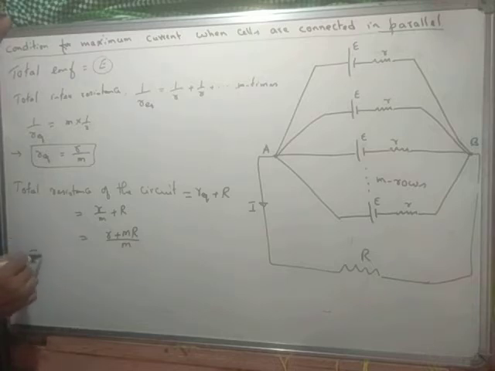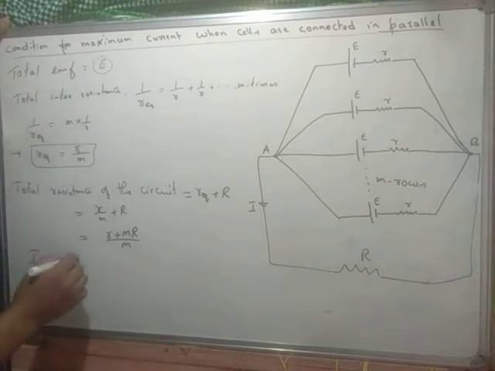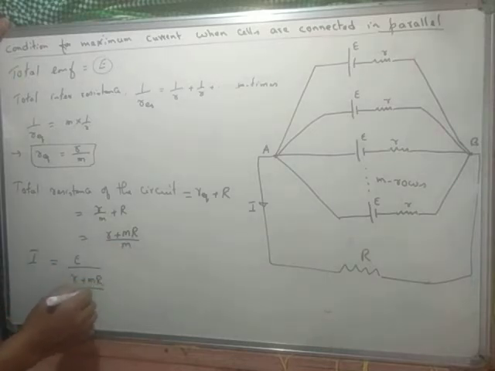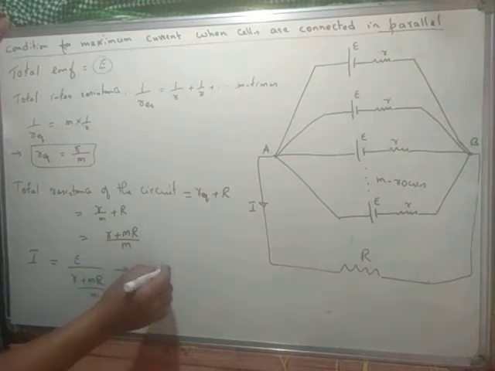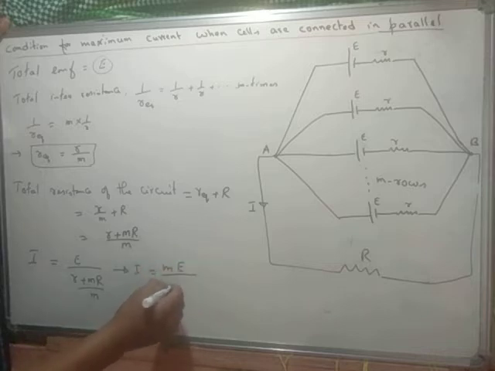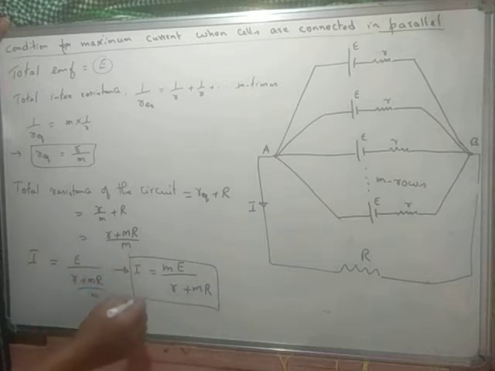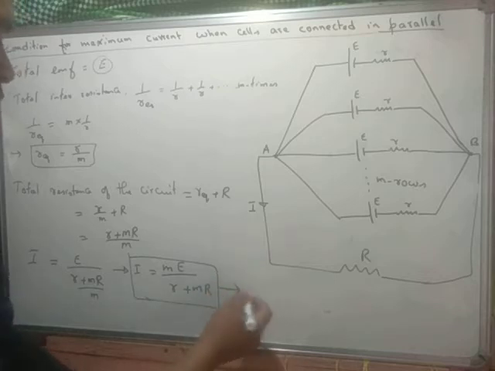Next, what is the current passing through the external resistance R? This is equal to the total EMF upon the total resistance of the circuit. Your total EMF is E. Your total resistance of the circuit is r plus mR upon m, so I is equal to mE upon r plus mR. This is the equation of the electric current through the external resistance R. Let me name this equation 1.